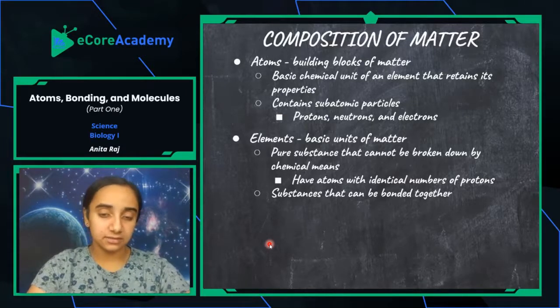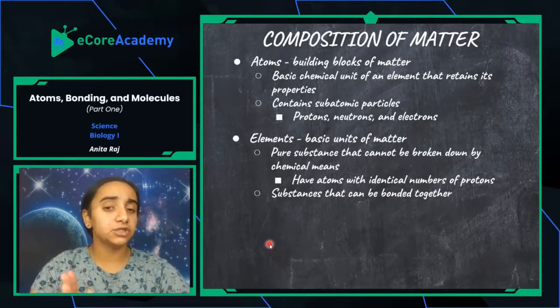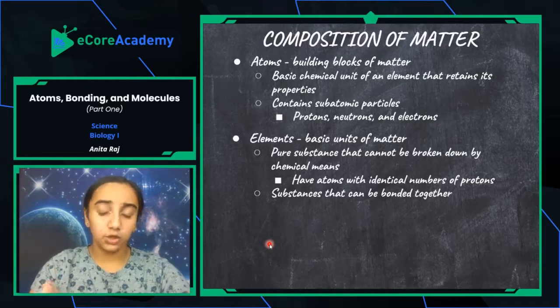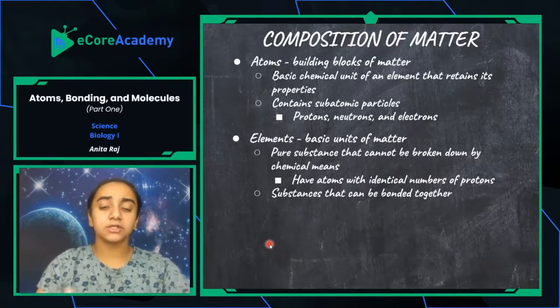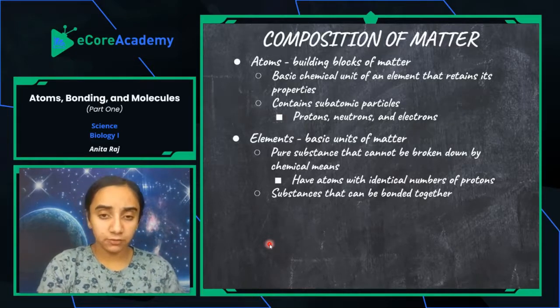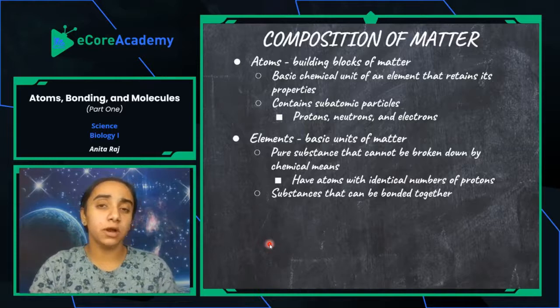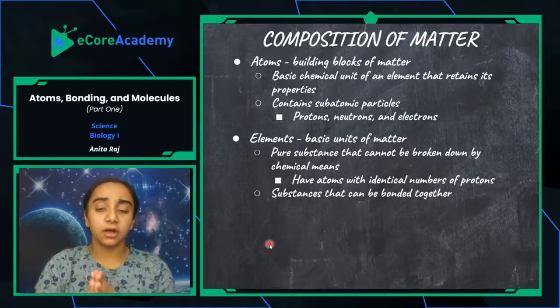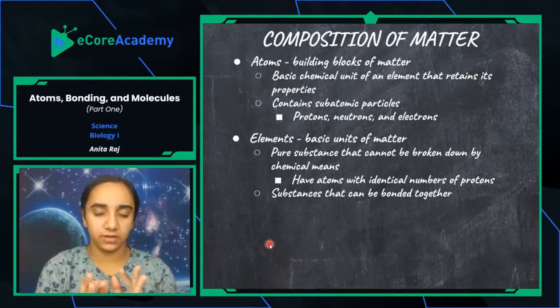Elements, in essence, are pure substances that cannot be broken down by chemical means. And by chemical means, I mean if you do manage to break an element down, you're changing the element, so it's not retaining its properties anymore. So an element is a pure substance. If you want to think of a pure substance, this is the best way I can put it. Elements only contain one kind of particle. One kind of thing, if you want to think of it that way.